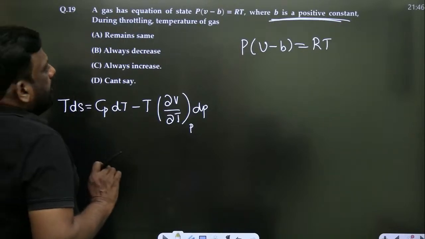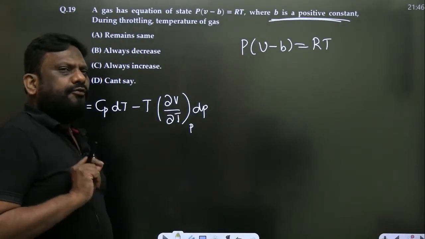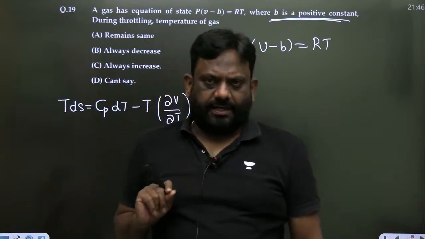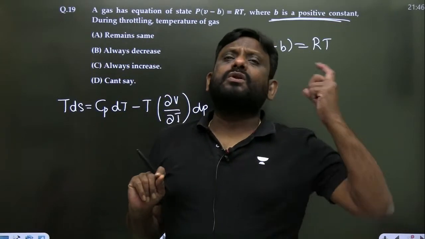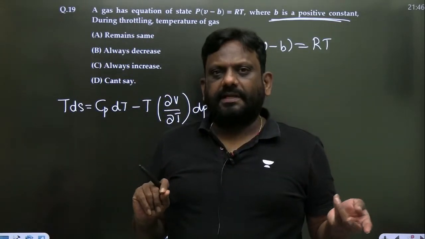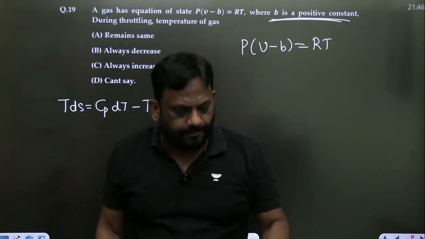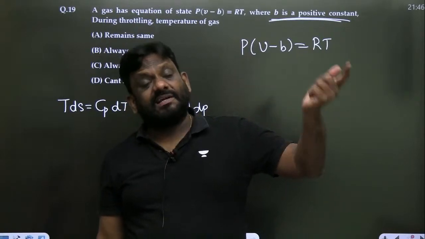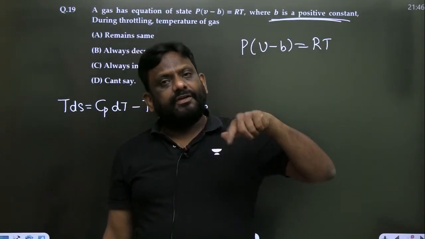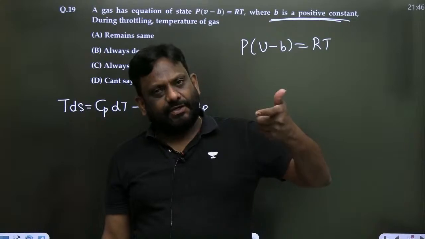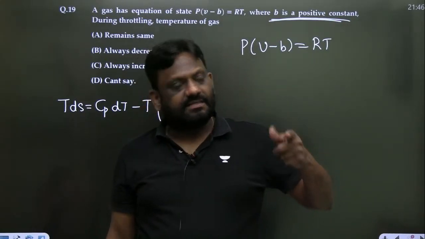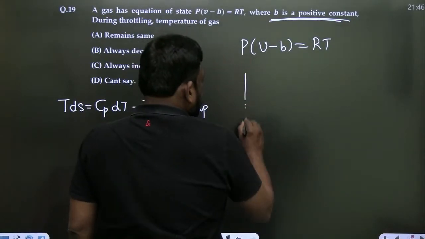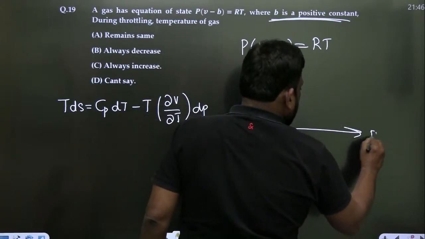If you find out the Joule-Thomson coefficient: if the Joule-Thomson coefficient is 0, the temperature remains constant during throttling. If the Joule-Thomson coefficient is positive, temperature decreases during throttling. If the Joule-Thomson coefficient is negative, the temperature increases. कैसे? एक बार रिफ्रेश कर लेंगे सर. Let us refresh once.